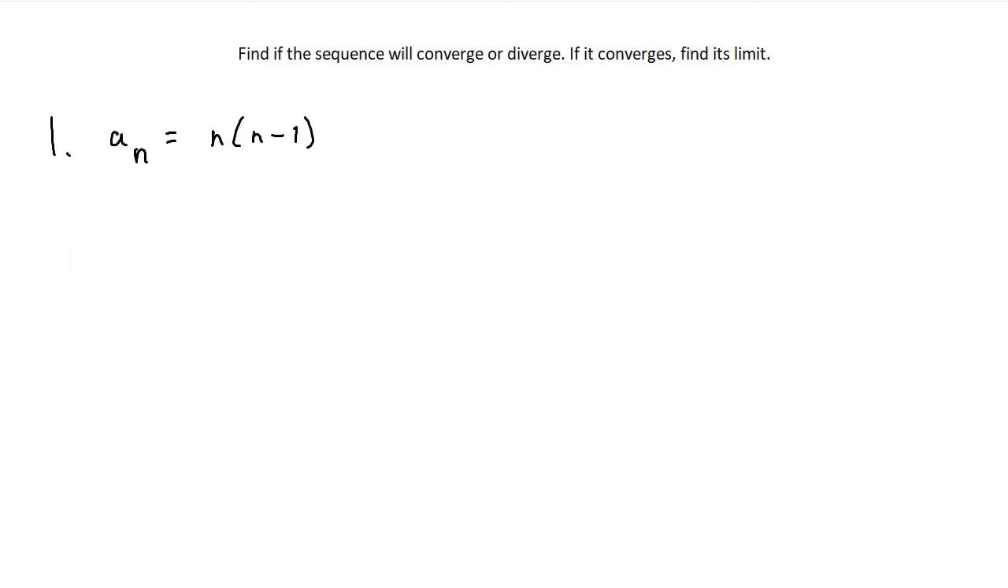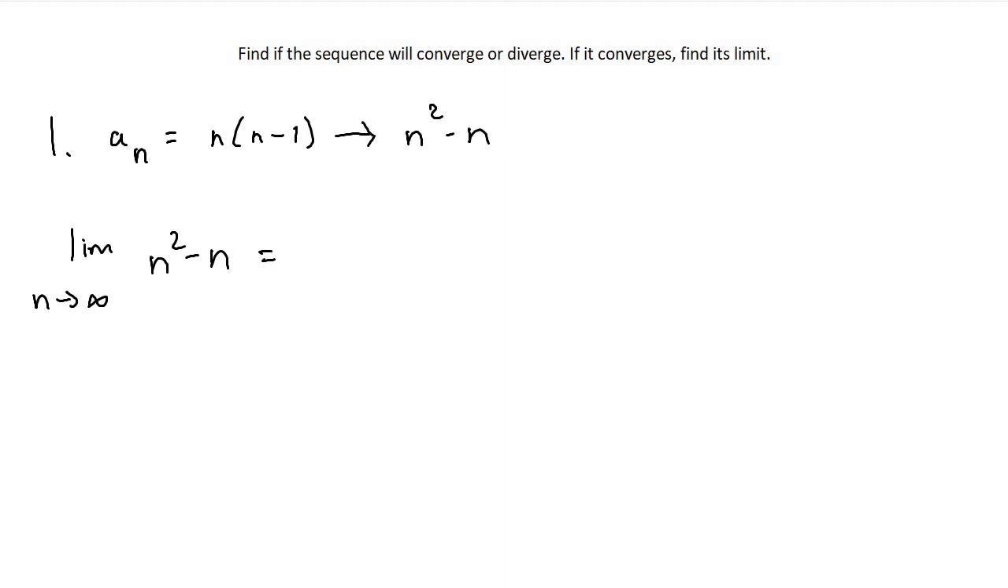So for number one, let's find if a sub n equals n times n minus 1 will converge or diverge. So the first thing I'm going to do is simplify n times n minus 1 and just distribute that n. So we'll get n squared minus n. And then the next thing, obviously, I have to set the limit. So the limit as n approaches infinity of our sequence, so the limit as n approaches infinity of n squared minus n.